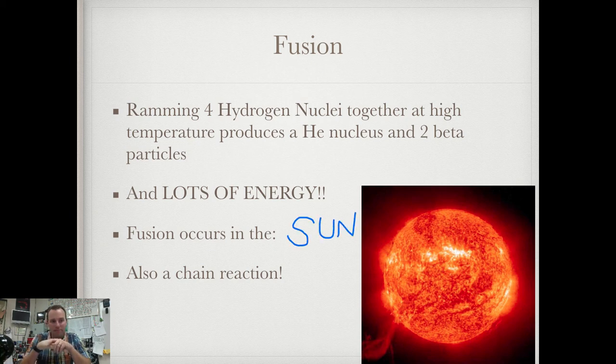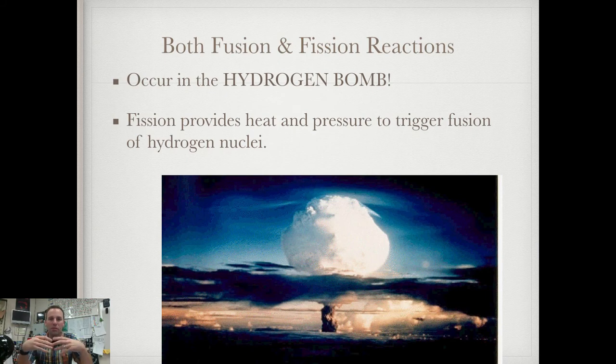Fusion powers the sun. It is also a chain reaction, and we have used it here on Earth. It's not used in a power plant because it's too much energy. We can't keep it under control, but fission and fusion were what were used in the atomic bomb or the hydrogen bomb. Fission provides the heat and pressure to trigger fusion, to start fusion of hydrogen nuclei. And there you go, you have your atomic bomb, your hydrogen bomb, as was dropped on Japan in World War II. And that's pretty much it.